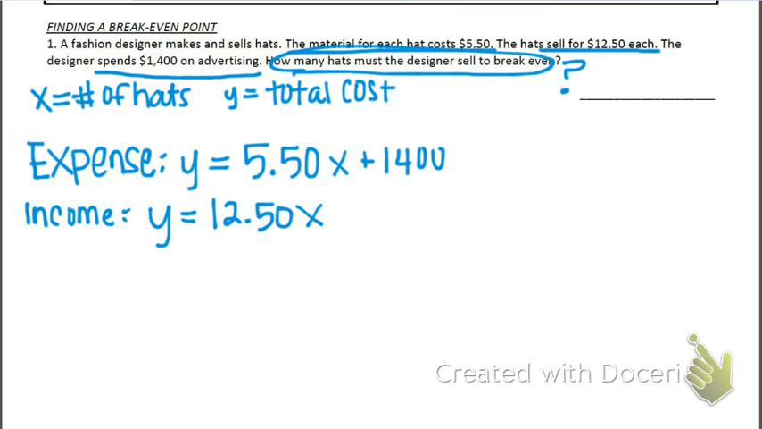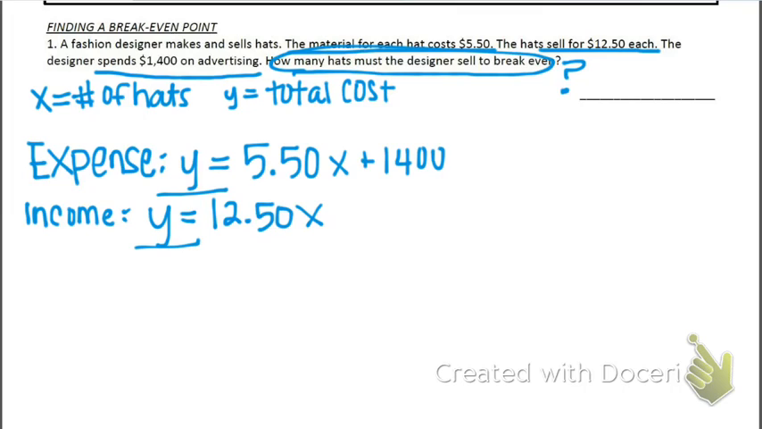Which method to solving this system do you think we could use? How many of you vote graphing? Good. How many of you vote substitution? Excellent. How about elimination? Okay. You could use elimination on this. I would probably use substitution because, look, we already have y solved for in the expense equation and y solved for in the income equation. So we just have to choose one to substitute in.